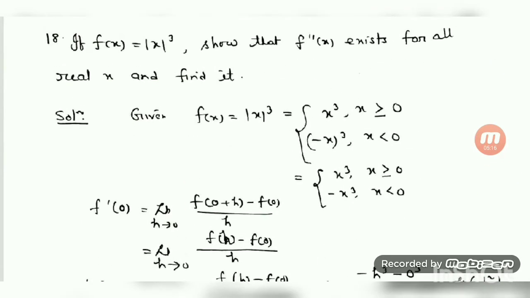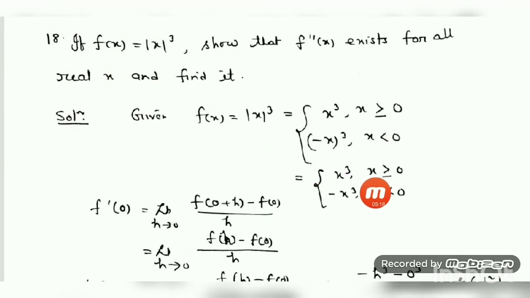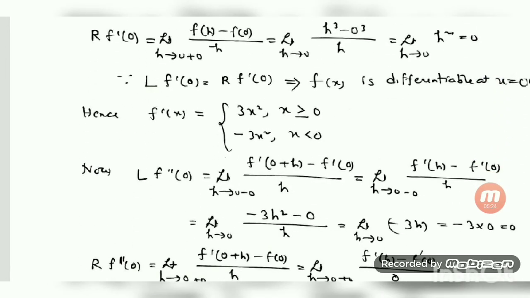So, your f(x) is x cube for x greater than or equal to 0 and f(x) is minus x cube for x less than 0. So, for x greater than 0, the derivative of x cube is 3x square, and for x less than 0, the derivative of minus x cube is equal to what? The x to the power n formula we can apply. Minus is there and 3x square. So, this is the first derivative we have completed.